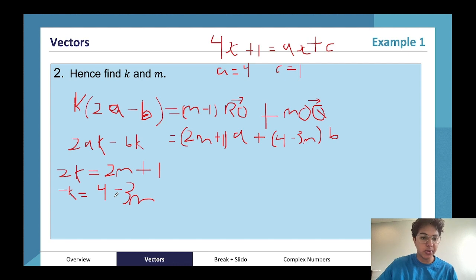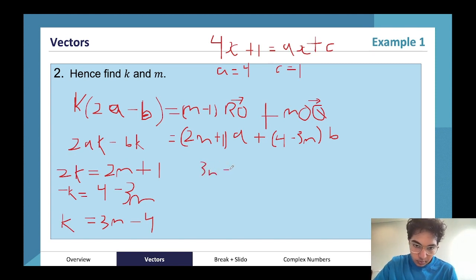And then from here, I can sort of simplify and solve. So I'm going to resolve for k here. So k is going to be equal to 3m minus 4. And then I can substitute this equation back into our original equation. So then it's going to be 3m minus 4, all this times by 2 is equal to 2m plus 1.